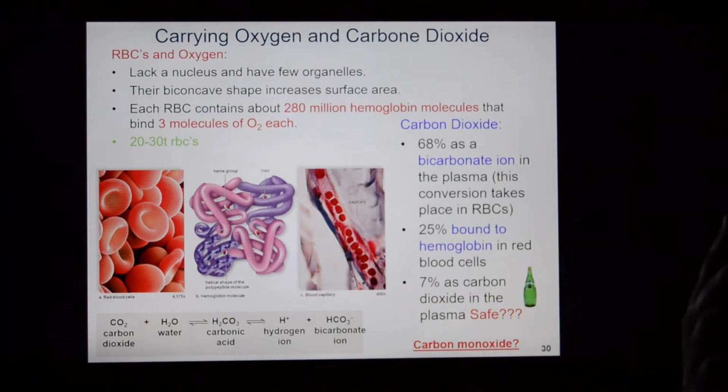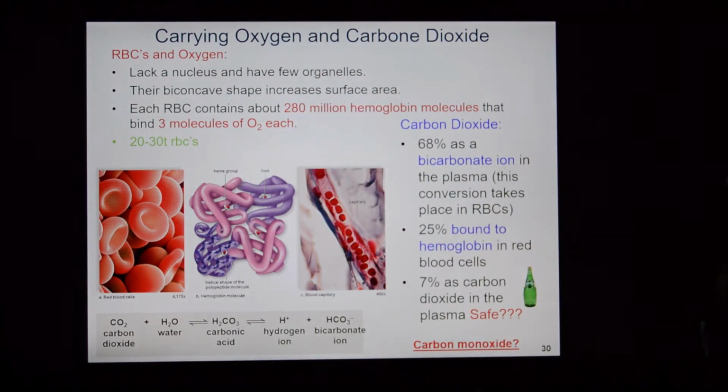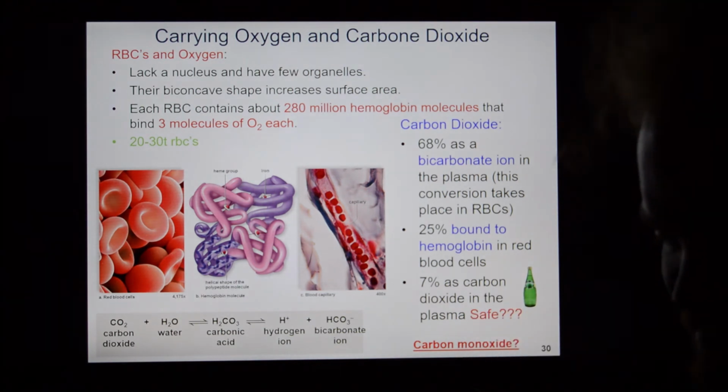Now, carbon dioxide is a little different. Red blood cells carry oxygen. Carbon dioxide tends to travel as bicarb in the plasma. There can be a little bit in and on the red blood cells, but most of it is carried in the plasma. Now, worthy of mention here is carbon monoxide.